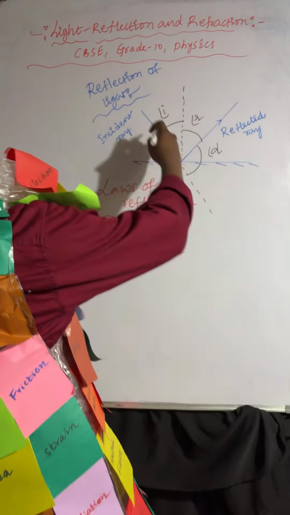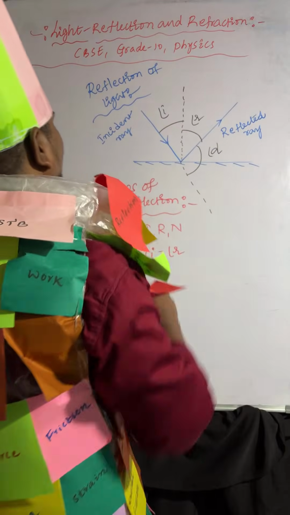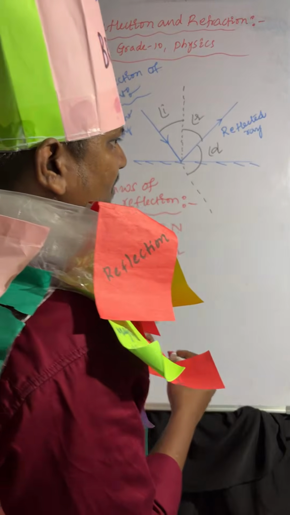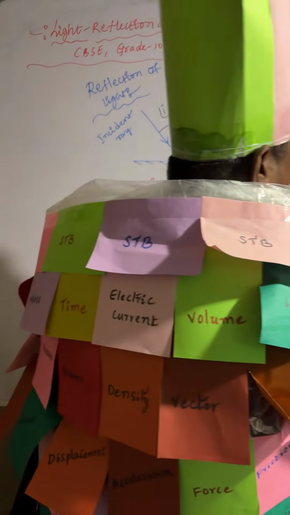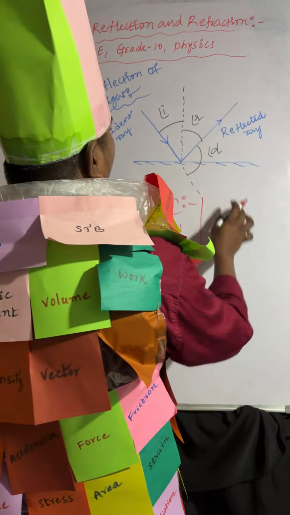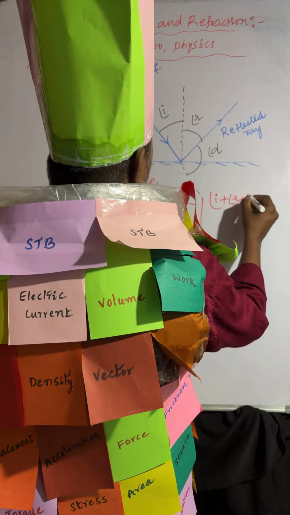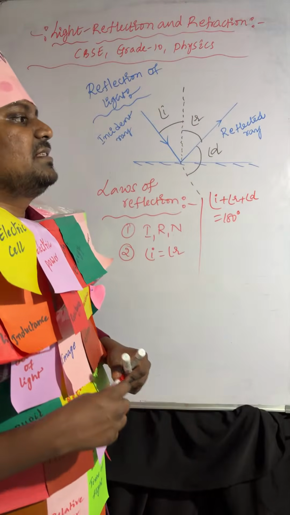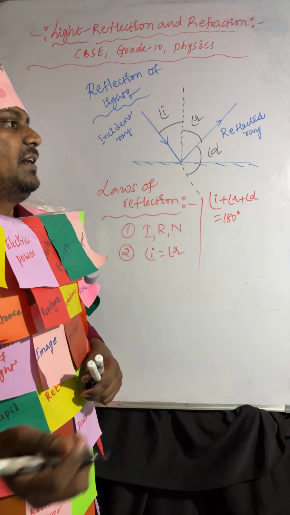Once again, incident ray, reflected ray, and normal line lie on the same plane. Angle of incidence is equal to angle of reflection. Now we can observe here: angle of incidence plus angle of reflection plus angle of deviation equals 180 degrees.